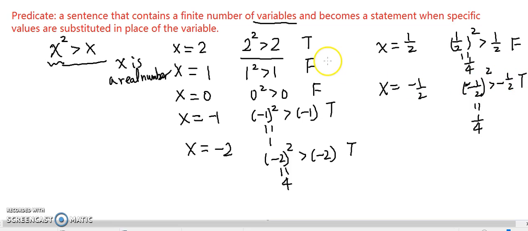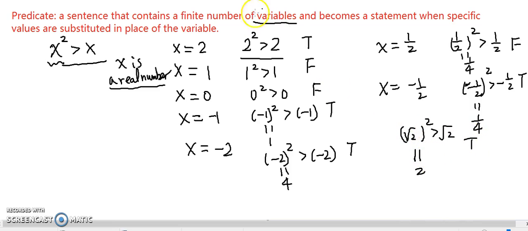Okay, so now because x is a real number, we are supposed to pick some irrational numbers, because we know a real number could be a fraction or a radical number, an irrational number such as square root 2. We can do the same thing and check. Square root 2 squared is greater than square root 2, and we get 2, which is greater than square root 2. So that makes it true.